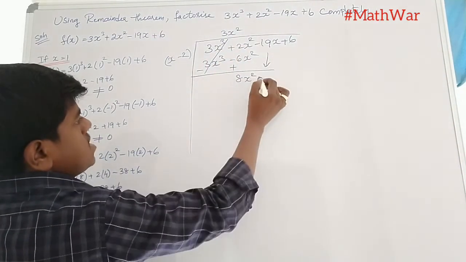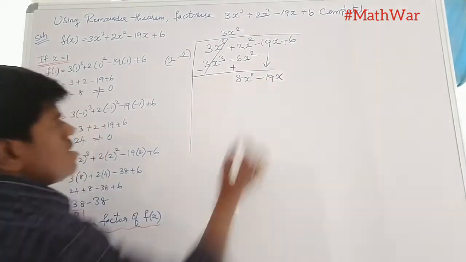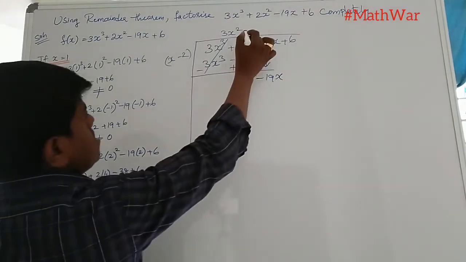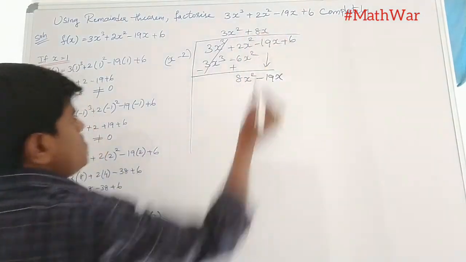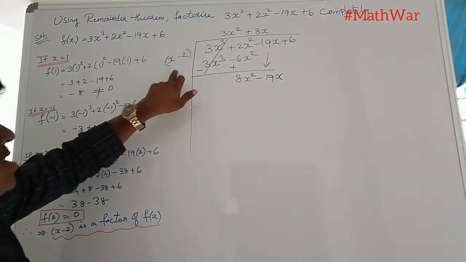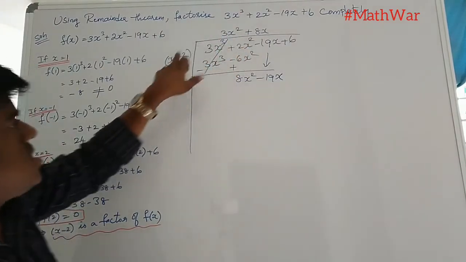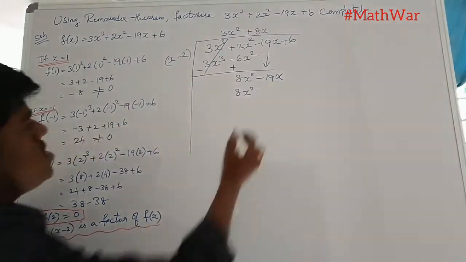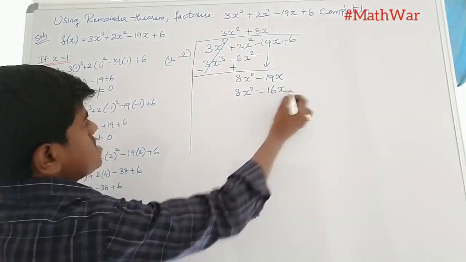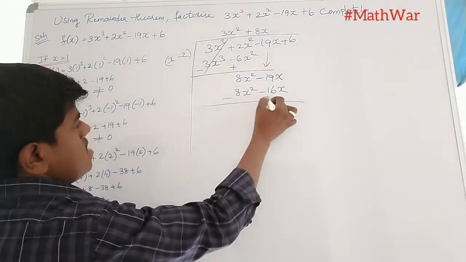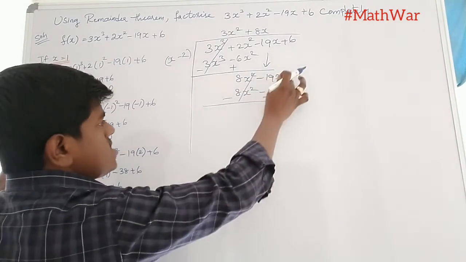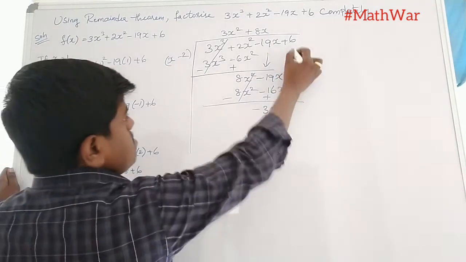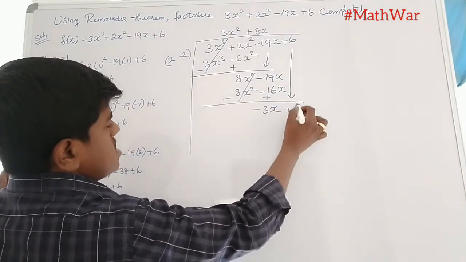Next we want to bring it down, it is minus 19x. Again the same process. 8x square divided by x, we will get plus 8x. That plus 8x you should multiply with x minus 2. 8x into x is 8x square. 8x into minus 2 is minus 16x. Now change the sign, this will get cancelled. Minus 19x plus 16x, we will get minus 3x. Bring down the next term, it is plus 6.